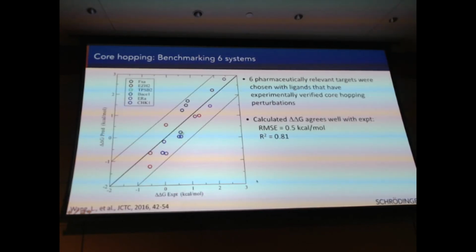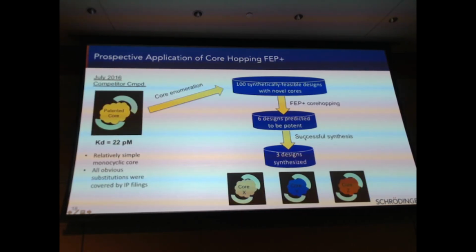And we have validated this method on 6 different targets with many different unique core-hopping modifications covering a diverse chemical space. Again, the accuracy is perfect. RMSE is about 0.5 kcal. So I'm going to show one example where the large-scale application of core-hopping FEP led to the discovery of a novel chemotype in a very short period of time.